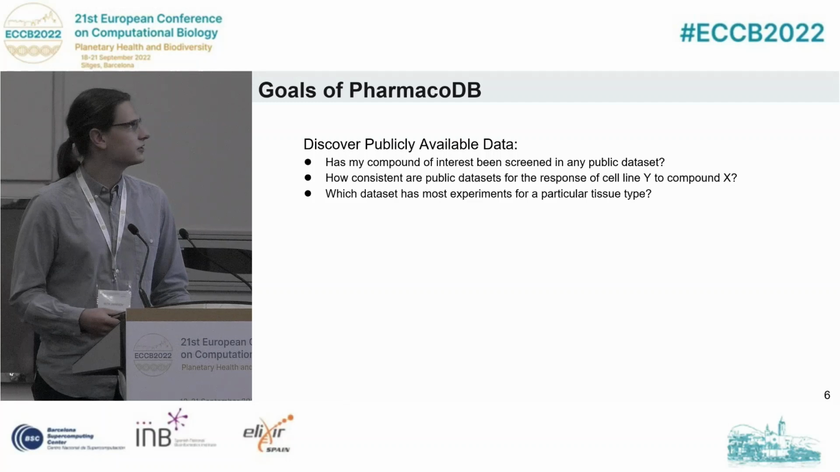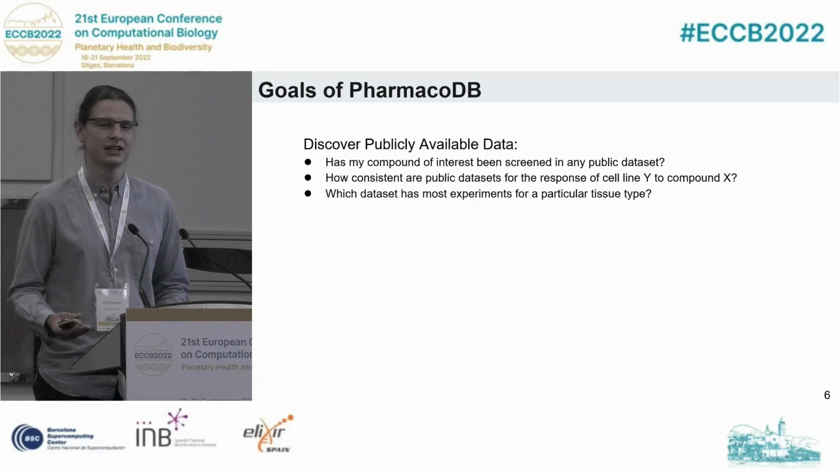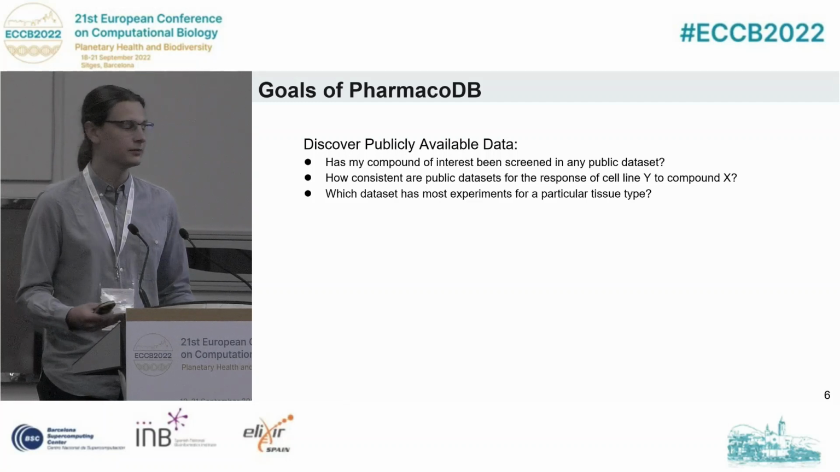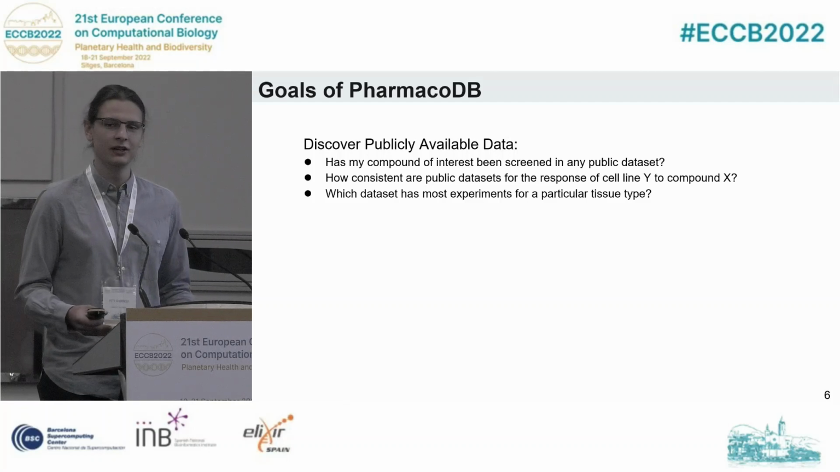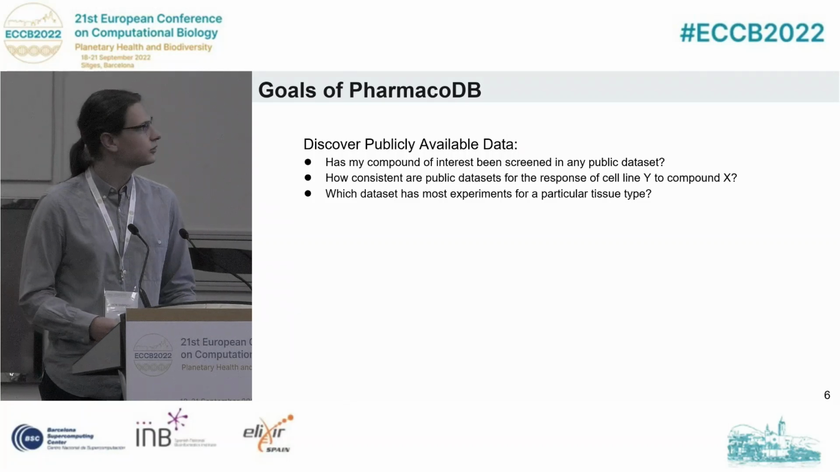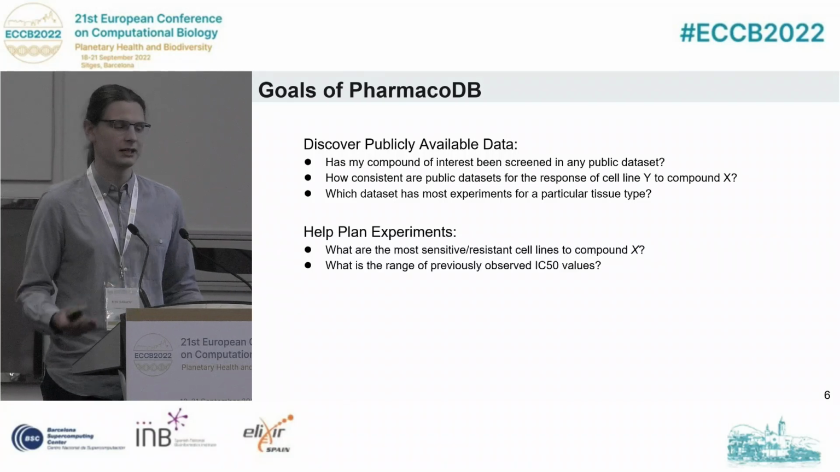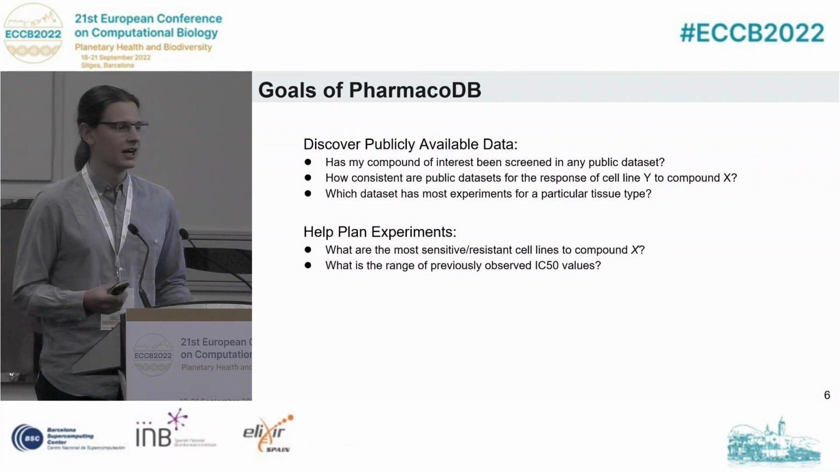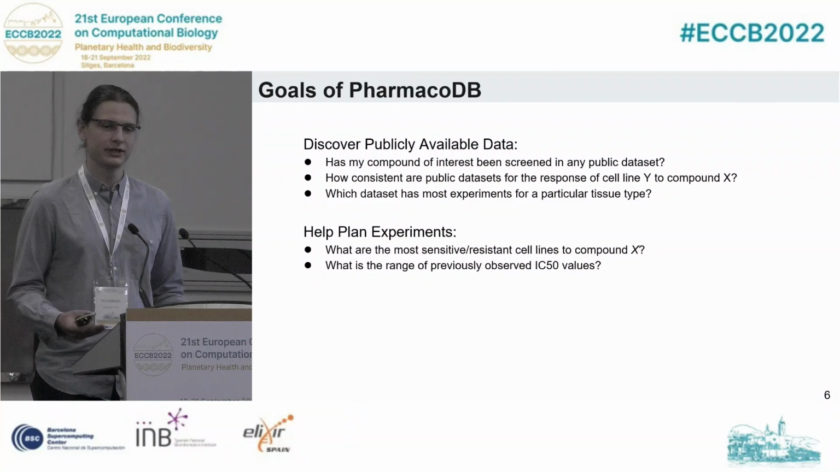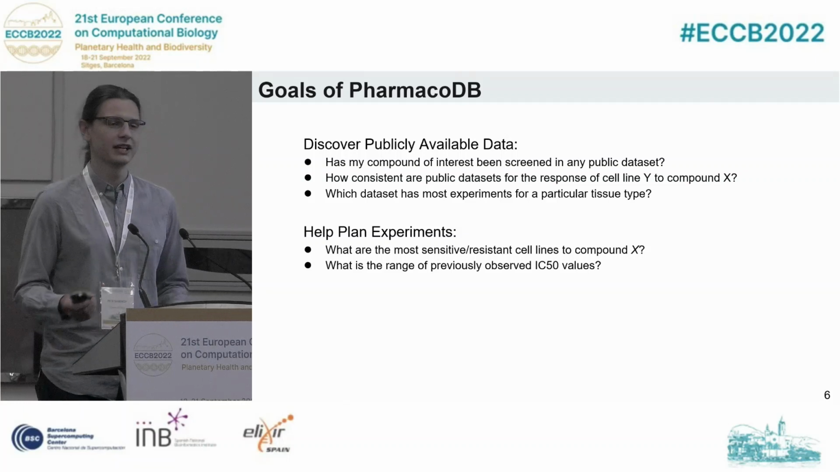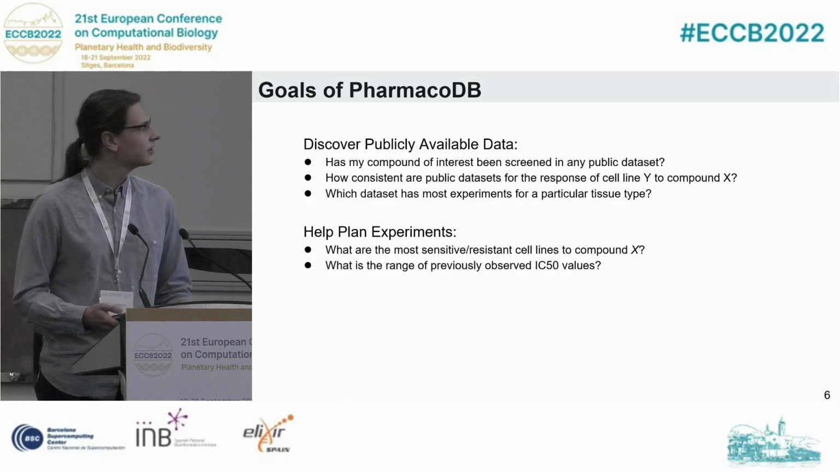So to answer questions such as whether your compound of interest has any public data available, or for example, if you're interested in a particular cancer or tissue type, which data set would give you the most information for cell lines from that tissue. We wanted to help our experimental collaborators either identify the most sensitive or resistant cell lines that have been already screened, or look at what was the range of previous IC50s seen in an experiment so they could plan their own concentration ranges.